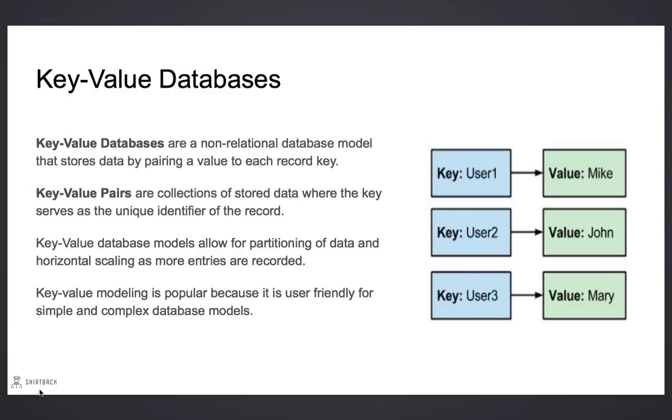In the screenshot to the right, we have a sample key value database. We have 3 key value pairs. The keys, user 1, 2, and 3, uniquely identify one of the names in the value column.